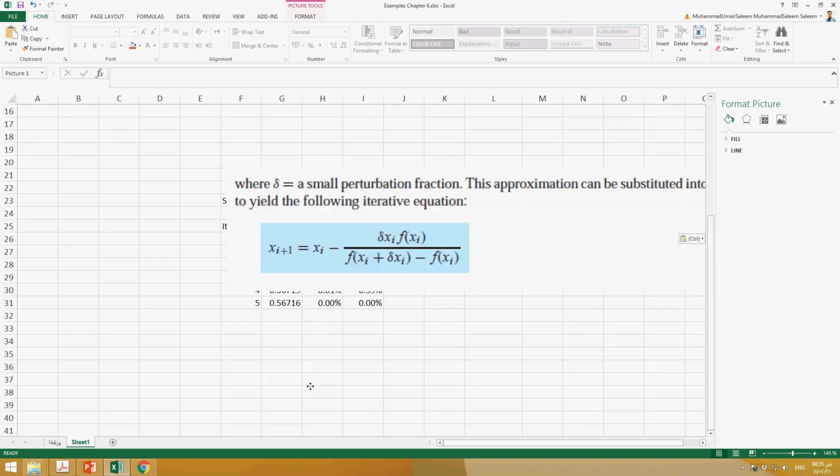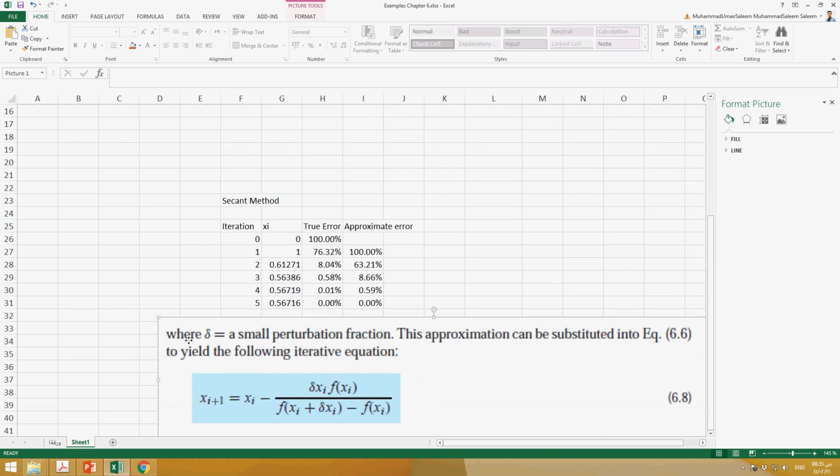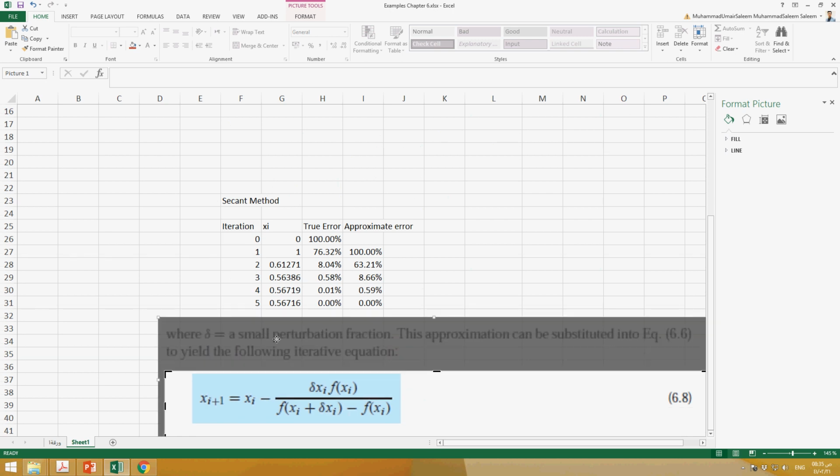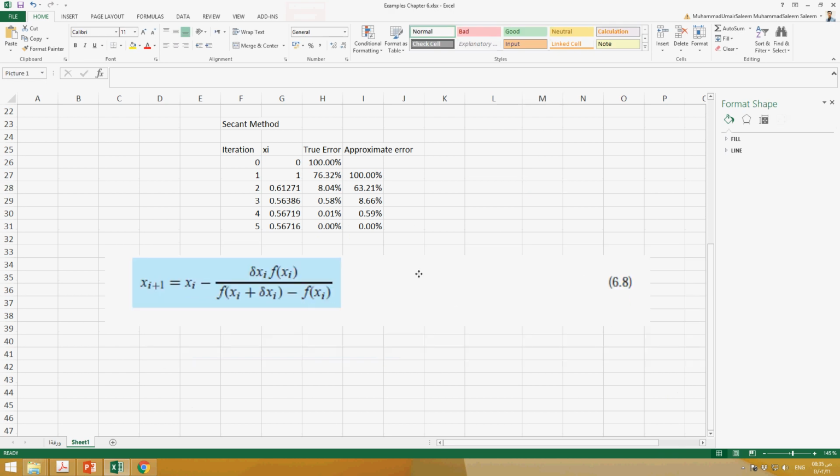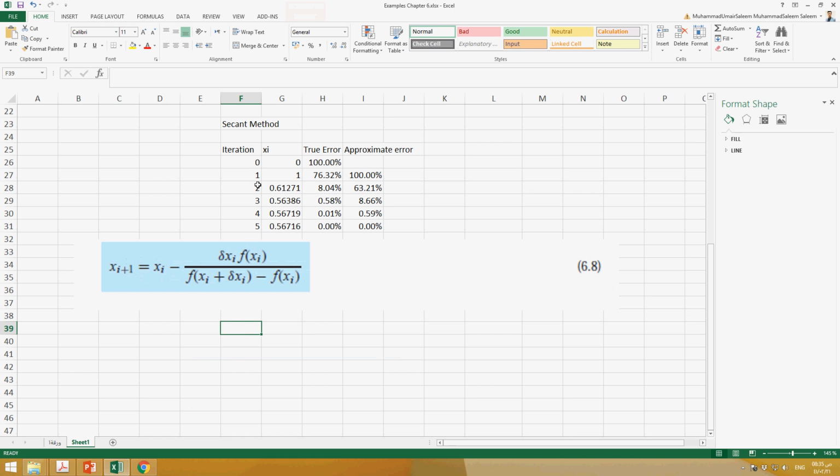Let me put this expression here. So next is the modified secant method, and this method you can apply. In this case it's better, because we have so many terms, so I would recommend you to use the split up technique, in which we split our solution into various parts and then combine them in the end.